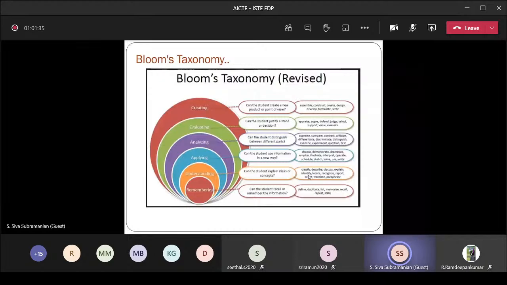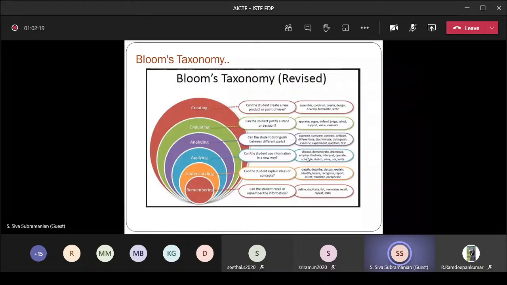Coming to the third level, applying. Here the question is: can the student use the information in a new way? Here we will give them words like demonstrate, interpret, sketch, solve, employ this law and find out this parameter. If we give such questions, the student will be able to apply the basic definition and formulas, use the numerical values given in our problem statement and give us an answer. That is where they apply what they understood and give us a result. So that's the third level of Bloom's.